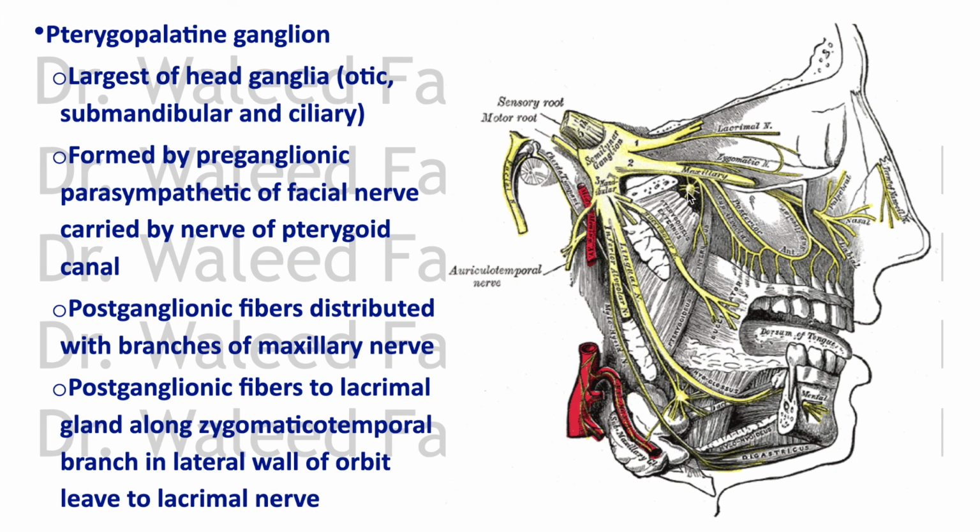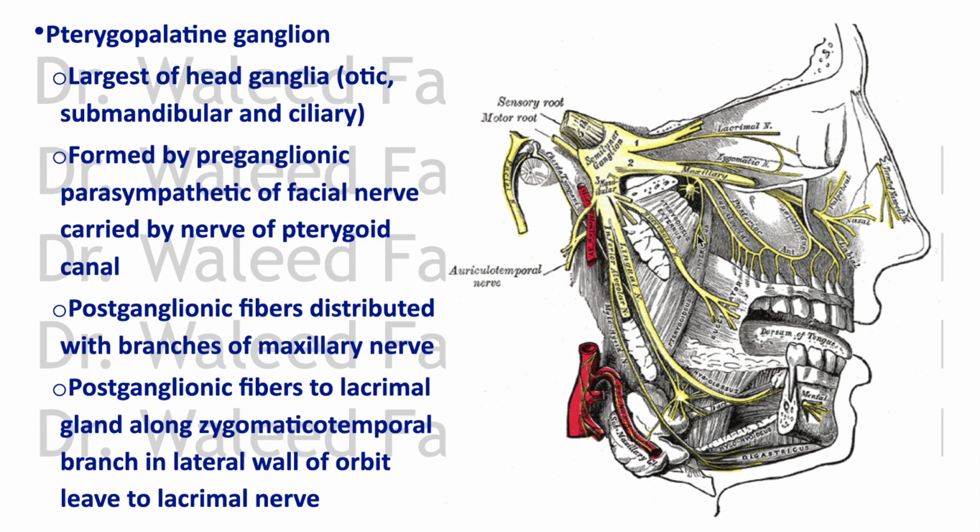Now, the ganglion itself, it's the largest of the ganglia of the head. We have 4 ganglia in the head: the otic, the submandibular, the ciliary, and the pterygopalatine. The pterygopalatine is the biggest of all, and now you know where it lies, and it is formed by the preganglionic parasympathetic from the great petrosal, to be precise. Okay?